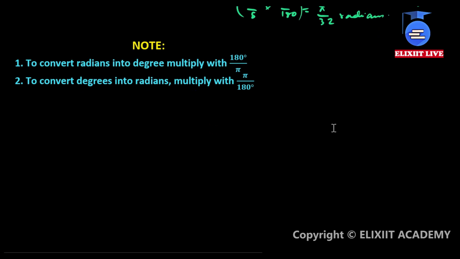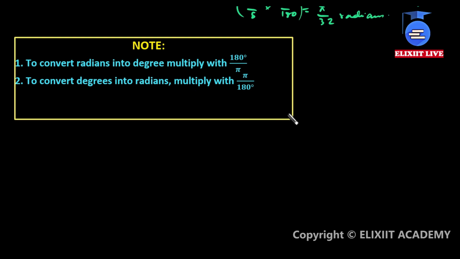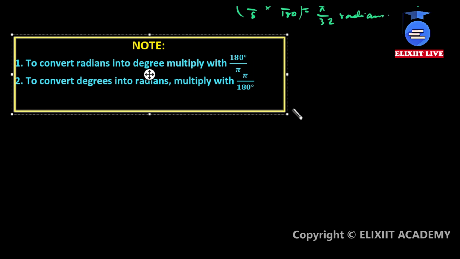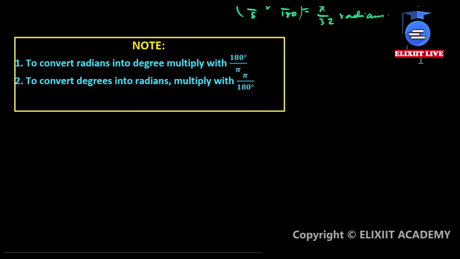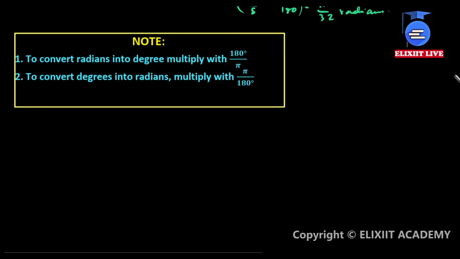Okay, simple note. Just now we have seen to convert radians into degree, multiply with 180 by pi, and to convert degrees into radians, multiply by pi by 180. Nothing new over here. Keeping under box. When you see the slides, you can see this. Chalo, next.